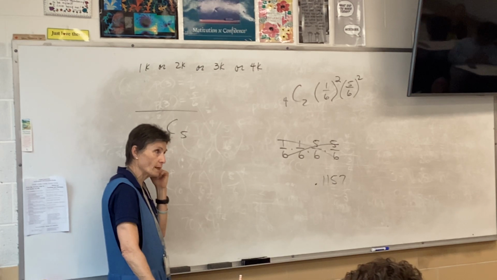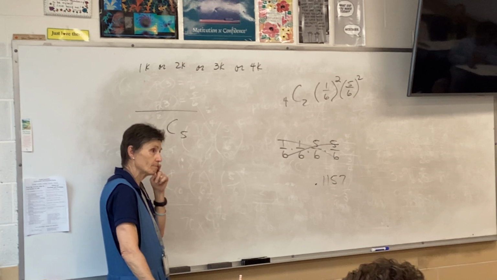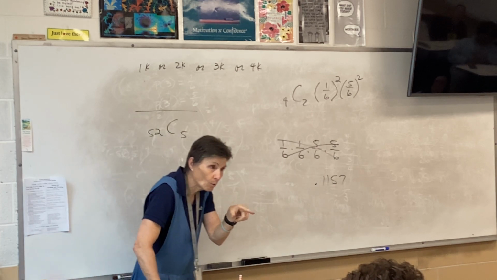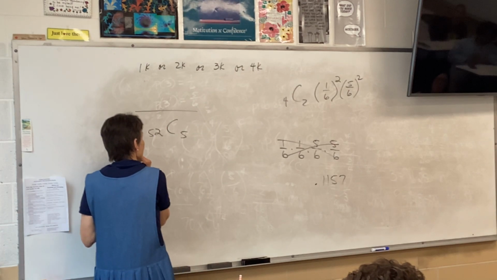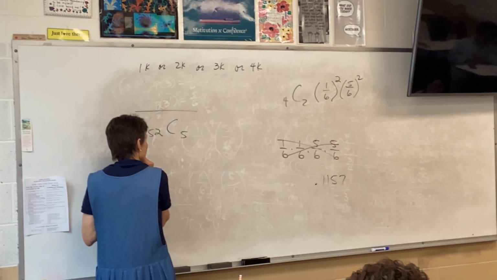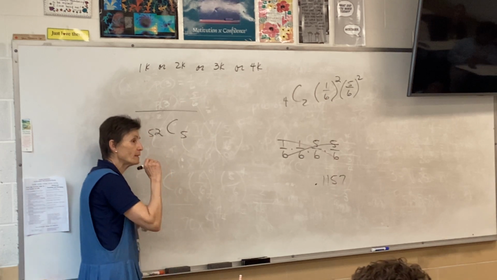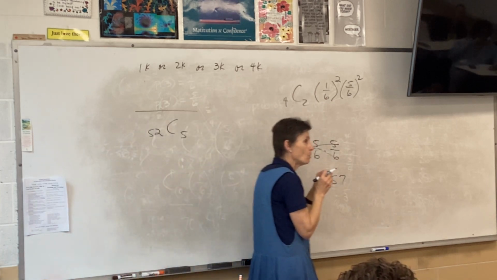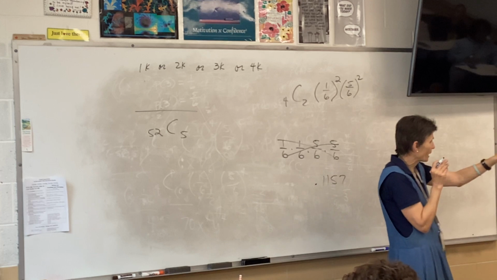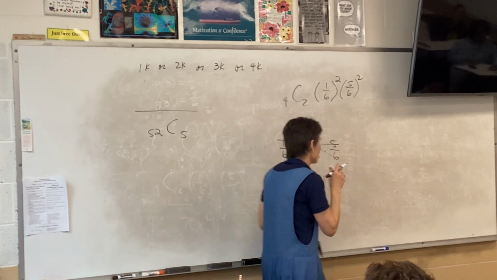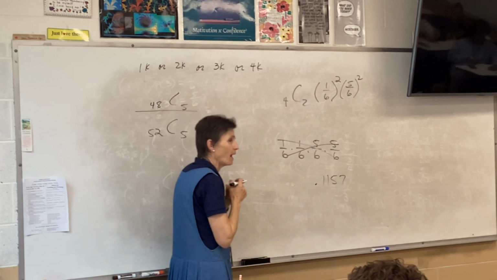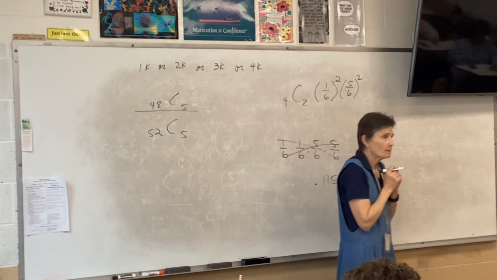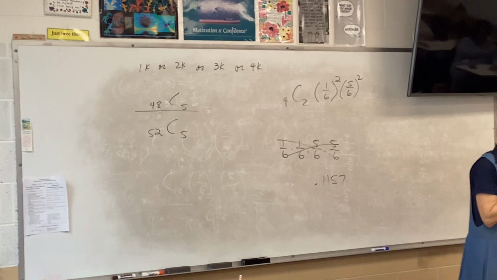What is what I don't want? What's the only thing I don't want? A hand with no kings. So a hand with no kings would look like what? If I wanted to guarantee I got no kings, what would that look like? Is that 48C5? Now, where did she get 48C5? She took the kings out of the deck.